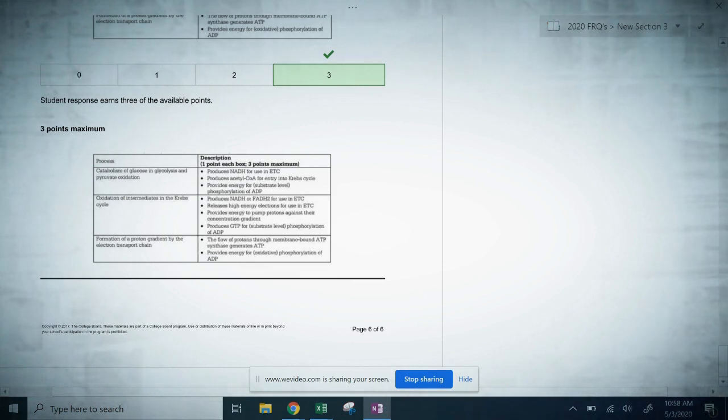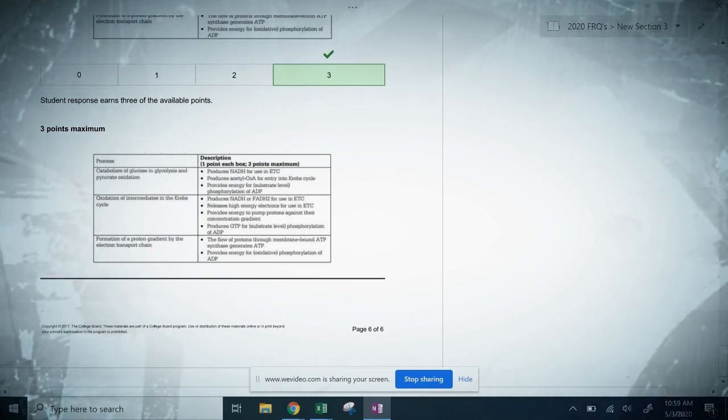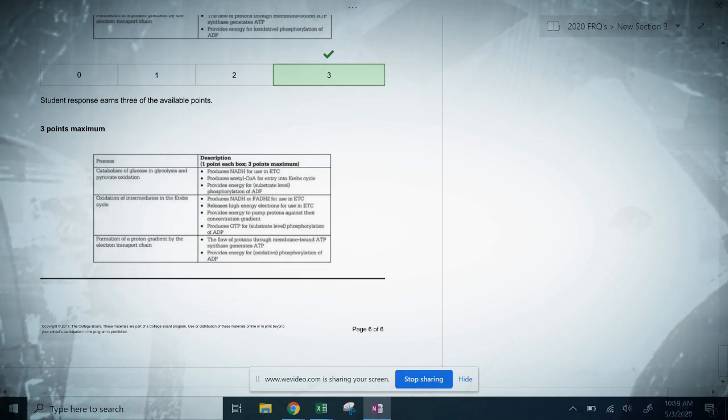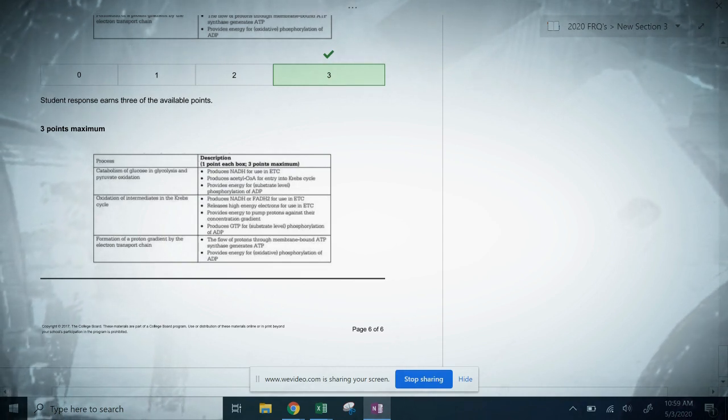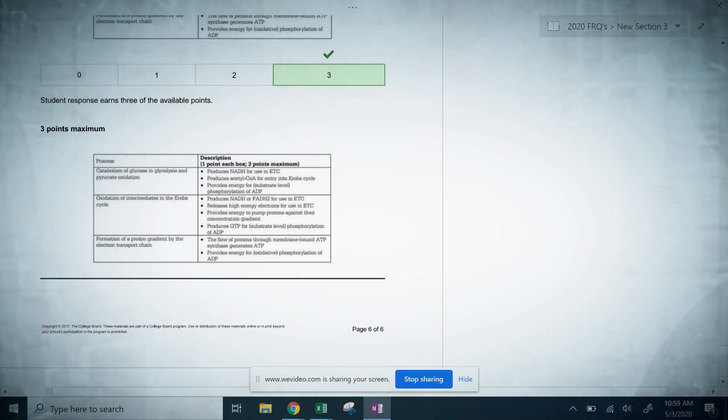You don't have to be concise, but you have to be thorough. Concise is best, but just get the right answers. You won't get them all, but the more we practice, the better off you'll be.